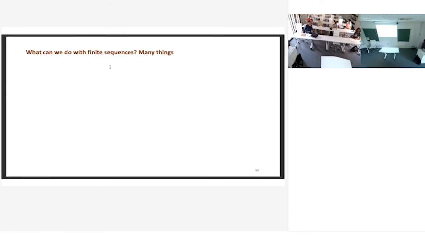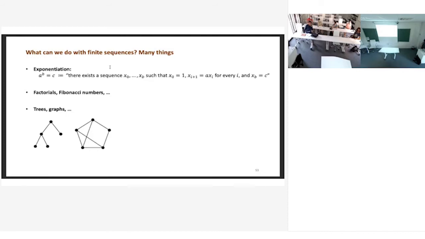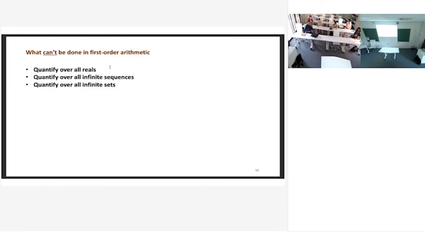And once you have finite sequences, you can, for example, talk about exponentiation or factorials, Fibonacci numbers. You can talk about finite structures, trees, graphs. You can define rational numbers, algebraic numbers. You can talk about Turing machines. So you can do many things in Peano arithmetic. There are some things you cannot do in Peano arithmetic. You cannot quantify over all the reals or over all infinite sequences or over all infinite sets, because these are uncountably many. For that, you need second order arithmetic.